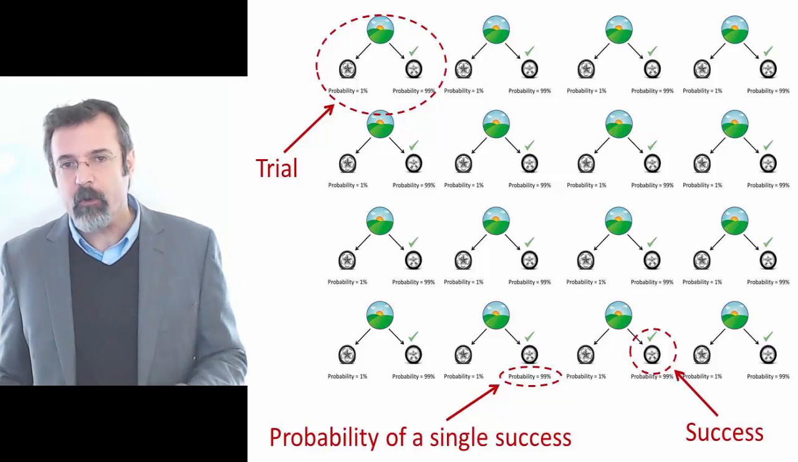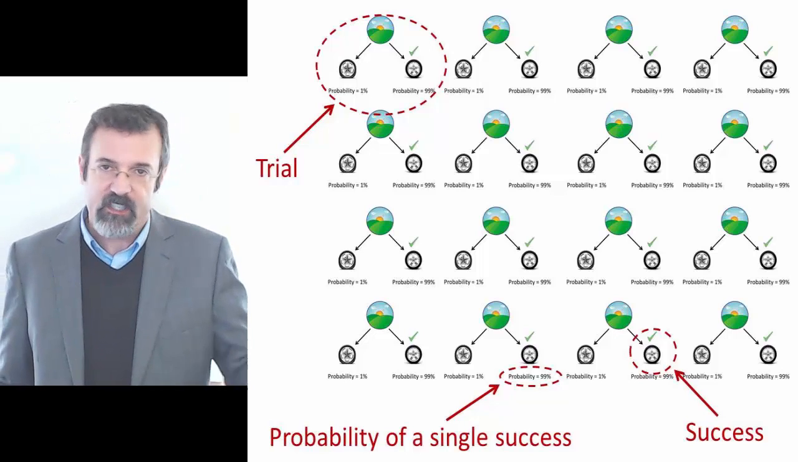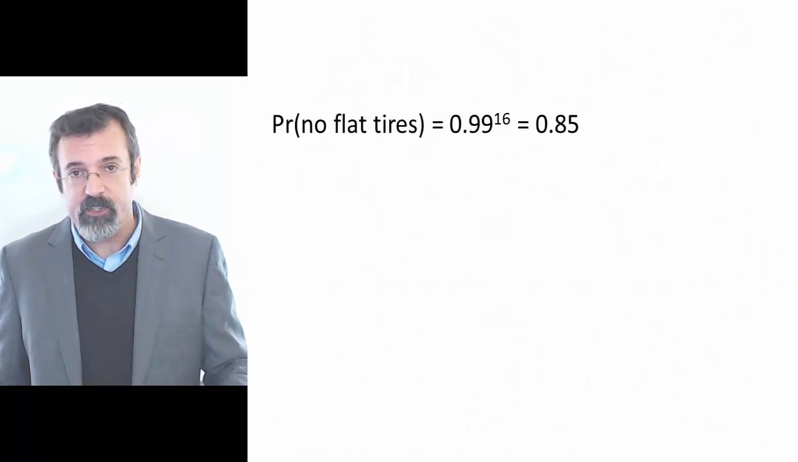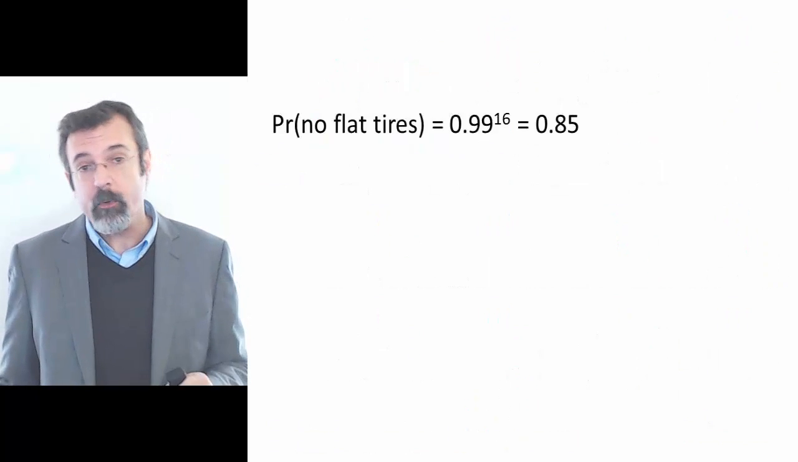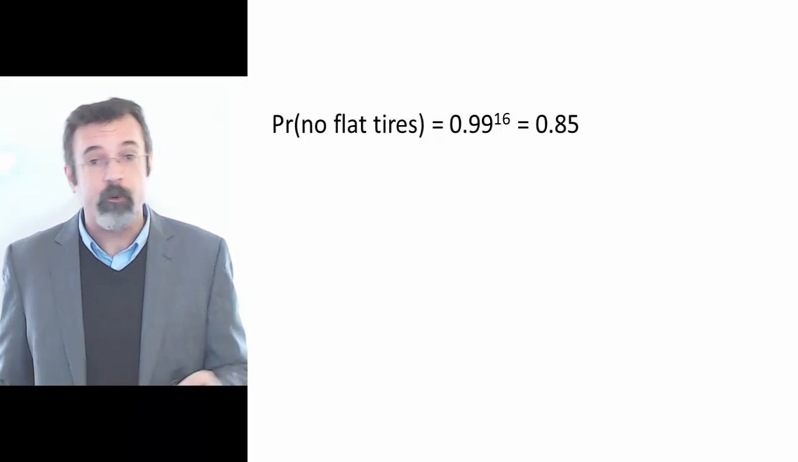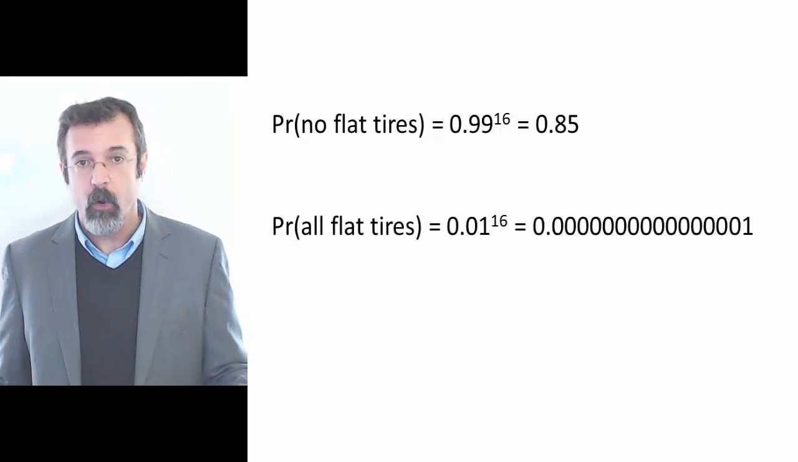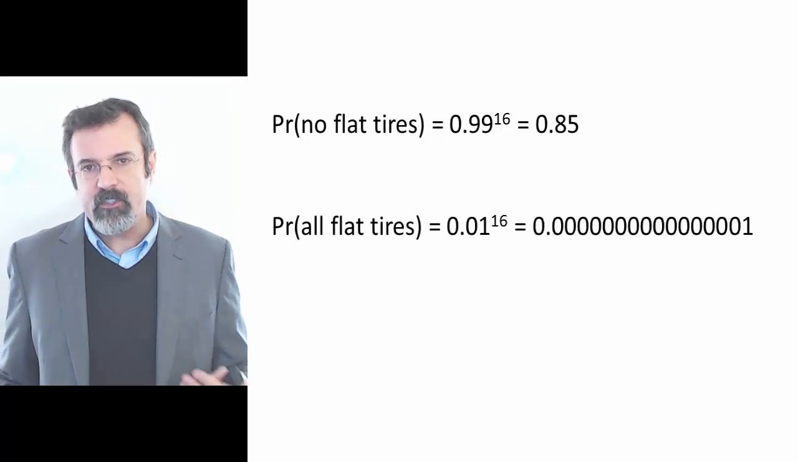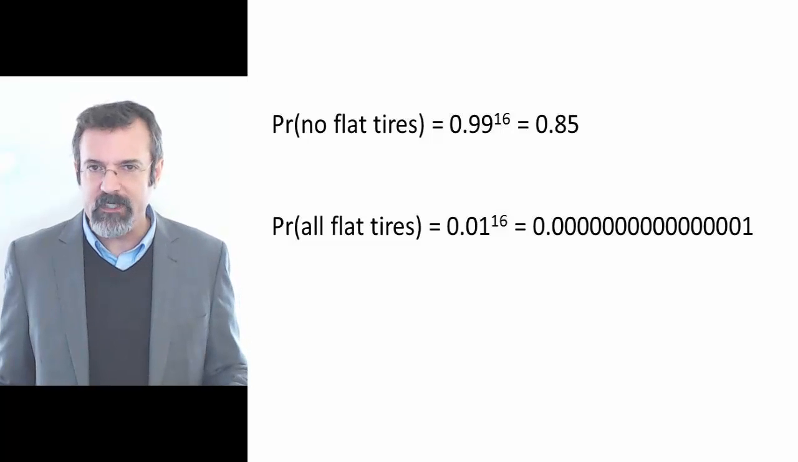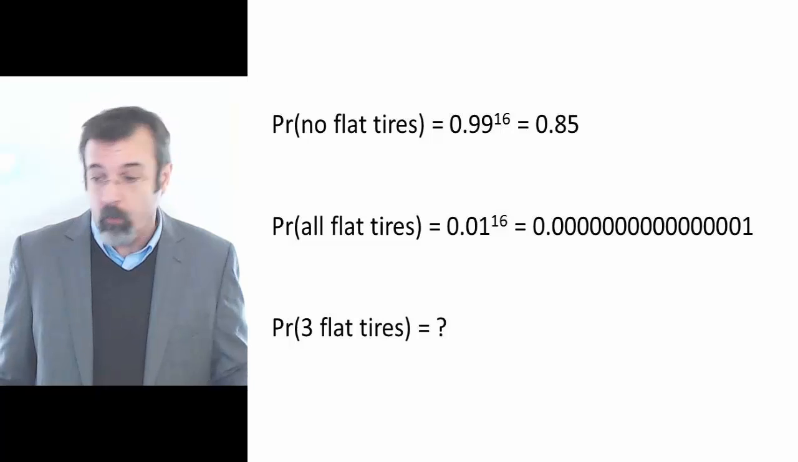Now, it's easy to calculate the probability of not getting any flat tires over 16 days. That's 99% to the 16th power. It's also easy to calculate the probability of getting a flat tire on every one of the 16 days. That's 1% to the 16th power, or virtually zero. It becomes difficult to calculate the probability of a number of successes in between either zero or all of them.